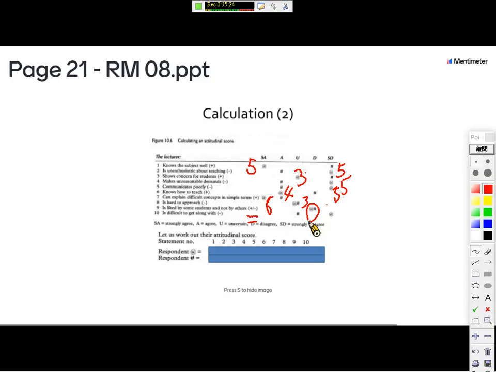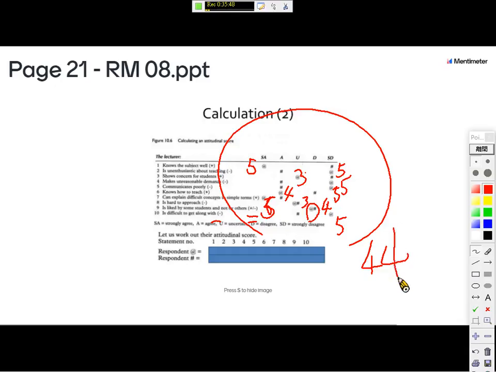Let's say this is a negative. So look here. If this is negative, this is 4. Is that right? Okay. It's difficult to get along with is negative and this is 5. So if you combine all of this together, how much for this one? It's 44. Is that right? It's 44. Okay, so the average score for the scale is 4.4. The lecturer gets 4.4 for this one on average.